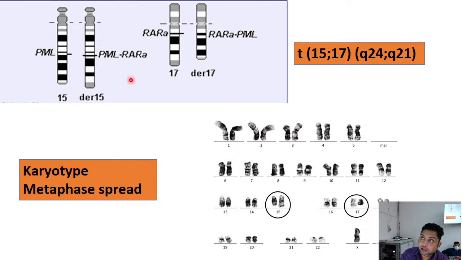As you can see, in classical promyelocytic leukemia there is a translocation between the long arms of chromosomes 15 and 17, and this is a metaphase spread from a bone marrow sample. You can see a reciprocal translocation between chromosome number 15 and 17, and you can see there is a larger chromosome number 15, which suggests there is a translocation.